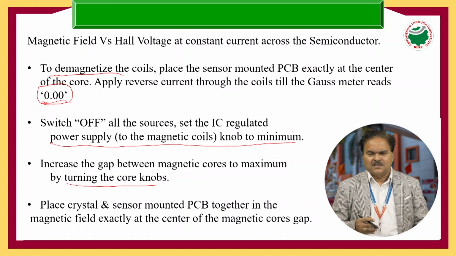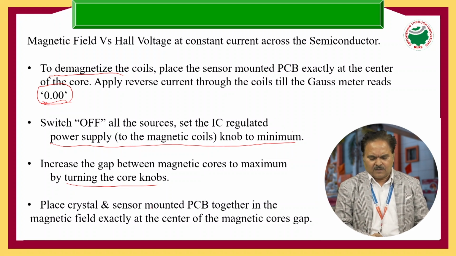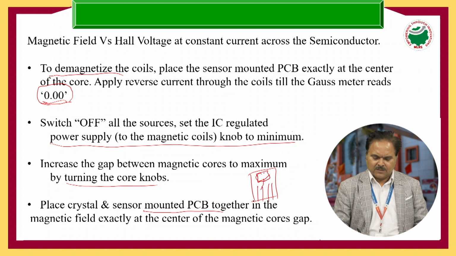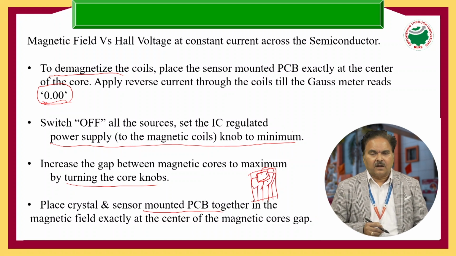Then there is a sample holder we will keep, which is on a PCB. On the PCB there are four wires. Here will be the sample, a rectangular bar. These two will be connected to voltage, and these two will be connected to current. So like that, a PCB sample holder is available.